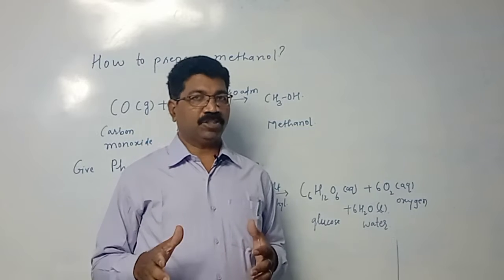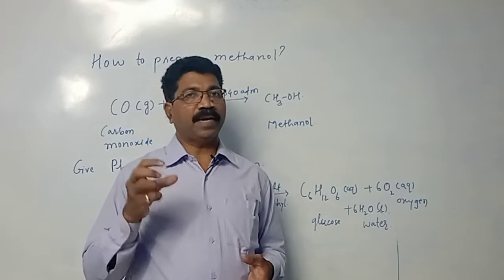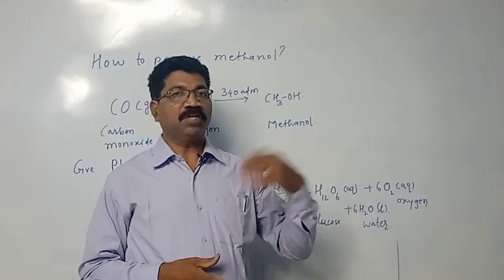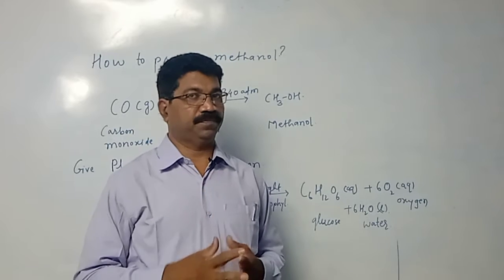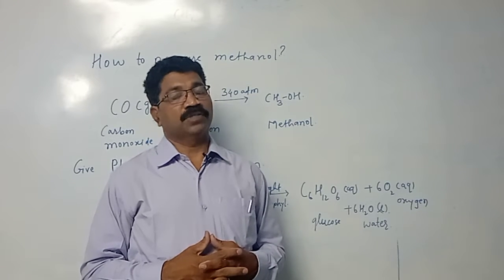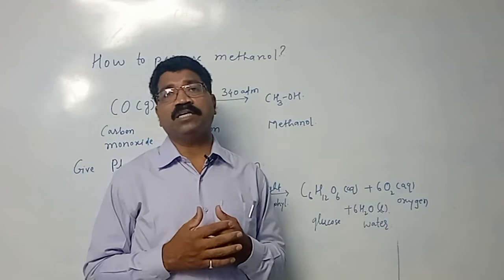Since the mass of the reactant is equal to the mass of the product, the number of atoms of an element present in the reactant must be equal to the number of atoms of the element present in the product. So that's why there is a need to balance the chemical equation. Now, how to balance the chemical equation?